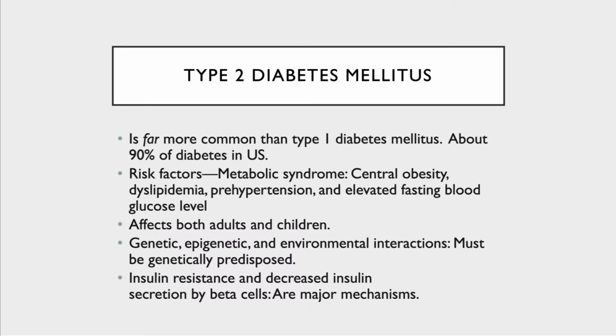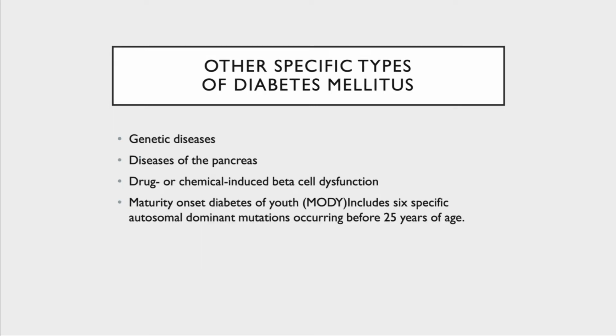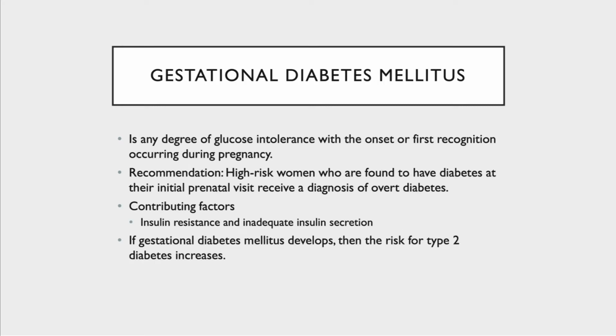Okay, so type 2 diabetes is far more common than type 1 diabetes. 9 out of 10 patients who we see with diabetes have type 2. The risk factors are metabolic syndrome, central obesity, dyslipidemia, prehypertension and hypertension. We know all those things, right? It can affect men or women, can affect children as well as adults. Gestational diabetes, we talked about already, increases your risk.